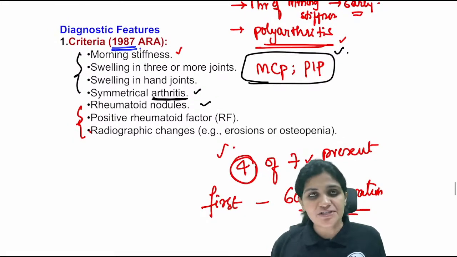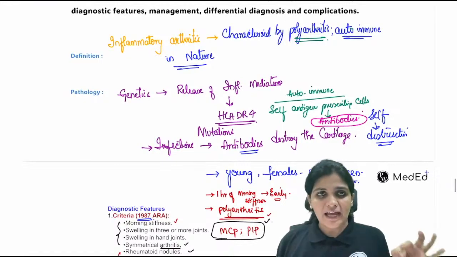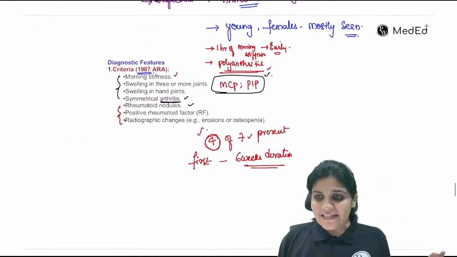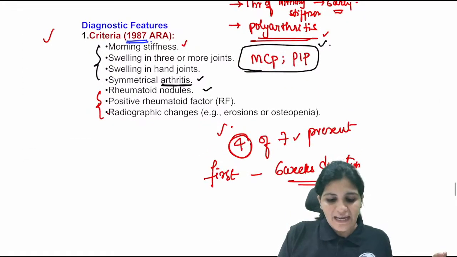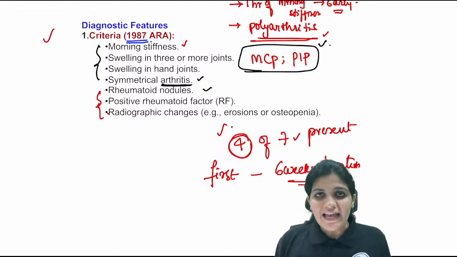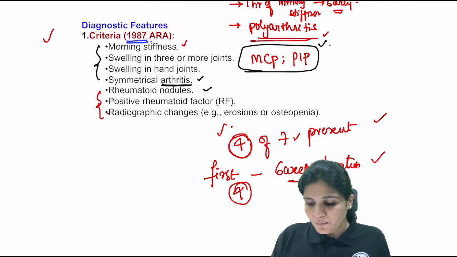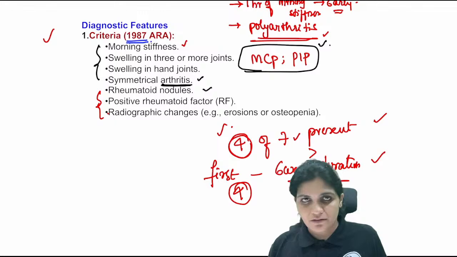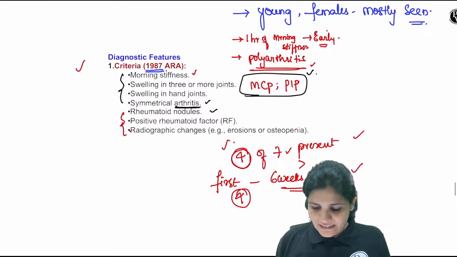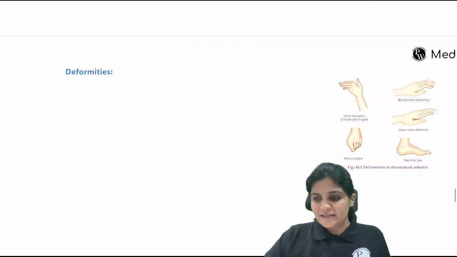So this is the diagnostic feature, and this is very, very important. Once you are done with the definition and the pathology, the next thing the examiner looks for is the diagnostic criteria. You have to write all the 7 points without forgetting, and you have to write that 4 out of 7 have to be present, and the first 4 must be present for more than 6 weeks' duration. So that is the diagnostic criteria. And then comes the deformity. Very important in rheumatoid is the deformity.